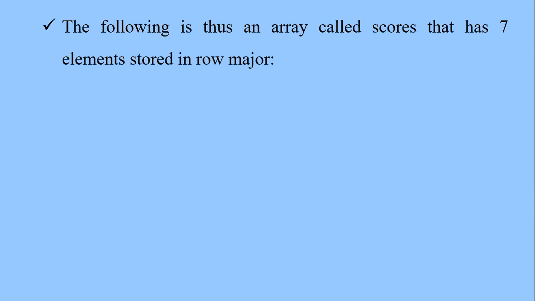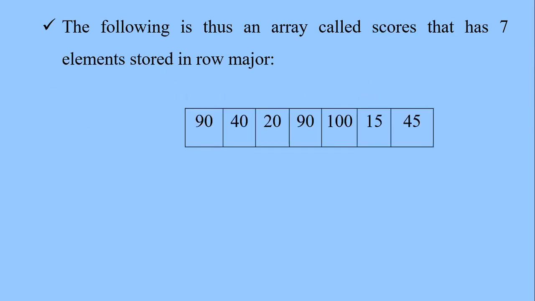The following is therefore an array called scores that has 7 elements stored in row major. So these are our 7 elements or our 7 scores: 90, 40, 20, 90, 100, 15, and 45. These are 7 elements in our array that is called scores. These values have been stored in row major. All of them, the 7 elements, are in the same row, that is row 1, but each value is occupying a specific column. So in row 1, column 1, we have 90.